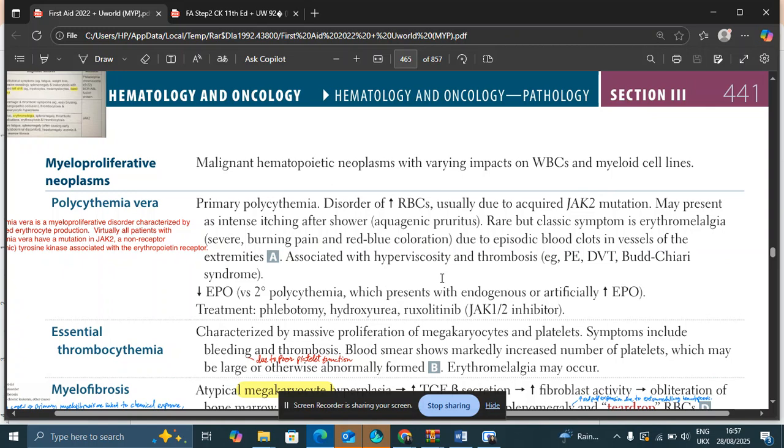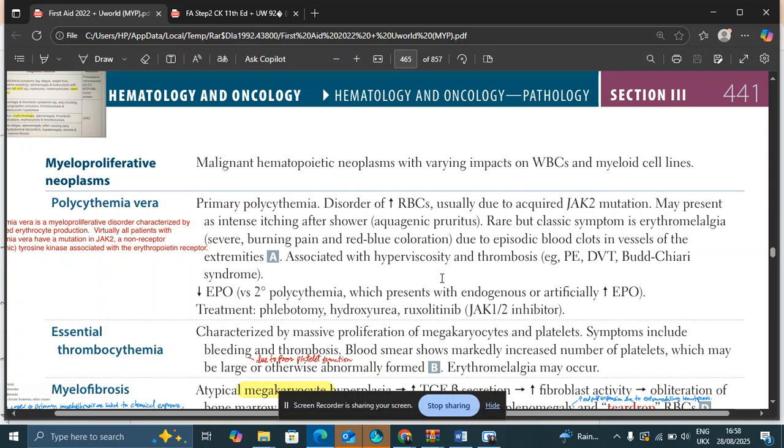Now, how do we distinguish polycythemia vera from secondary polycythemia? One important finding is that in polycythemia vera there is going to be a JAK2 mutation, which we will not see in secondary polycythemia. Second important finding is that in polycythemia vera, EPO will be low. Despite low EPO, there is excessive RBC production because of the JAK2 mutation.